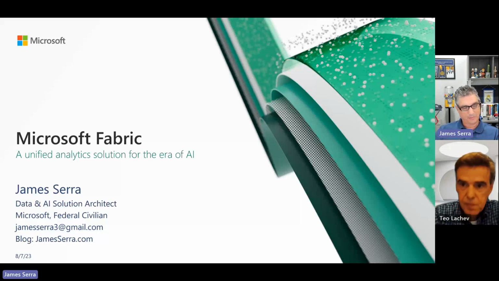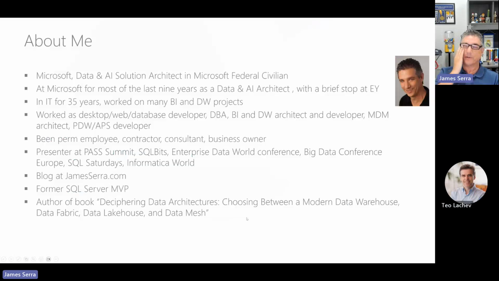All right, awesome. Well, welcome everybody. My name is James Serra. Quick introduction of me. I've been at Microsoft about 9 years now. My current role, I've switched a lot at Microsoft, is data and AI solution architect. We'll go with that. It's officially called a technical specialist, a new role at Microsoft. That was an old role.